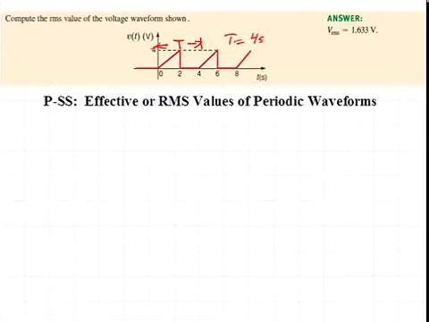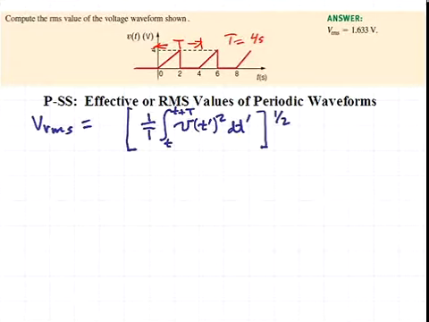The procedure for determining the effective or root mean square value of this voltage waveform will be as follows. First, we'll form the square of the voltage waveform. Then we'll integrate that over one period. And we'll average the result of that integration by dividing by the length of the period. And finally, we take the square root of that result.